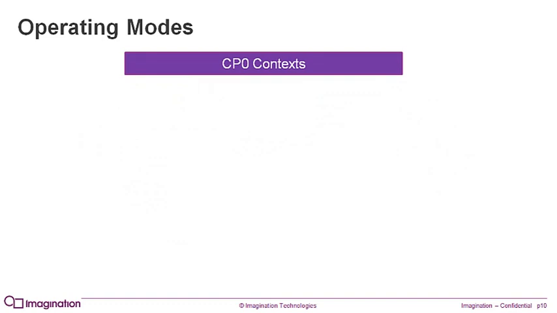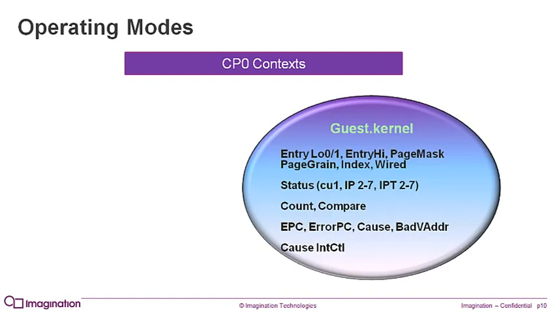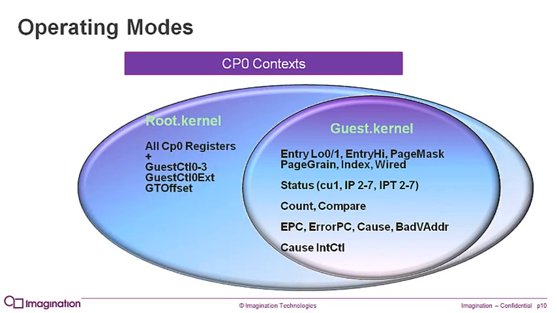Root and guest mode each have their own contexts. The term context refers to the software visible state held within each coprocessor 0 register set. The virtualization module physically replicates a set of the coprocessor 0 register set for use by the guest operating system. There is only one set of guest CP0 registers per processor.